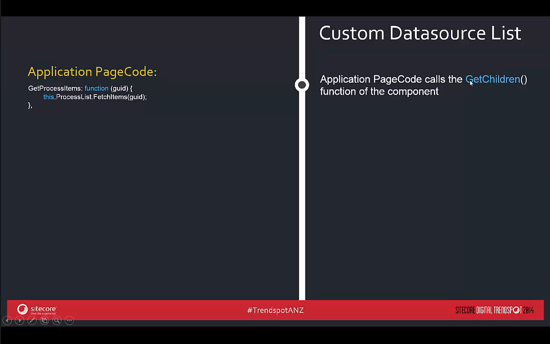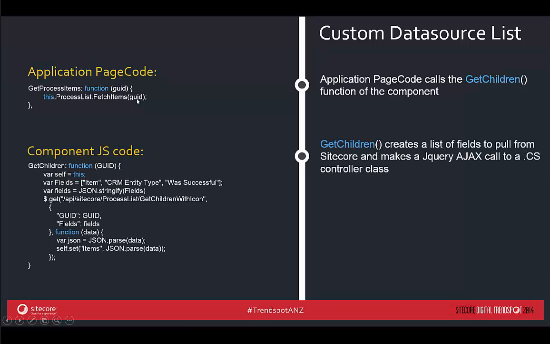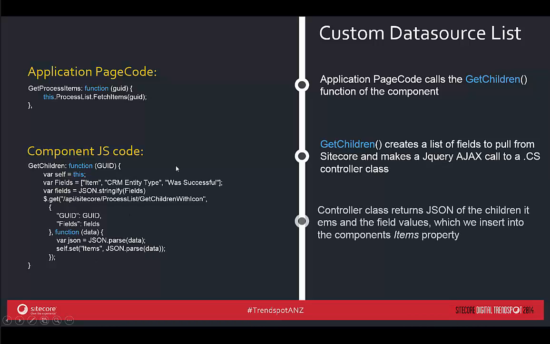In the page code, we call get children of a specific ID of an item. In this get children, we have a list of fields that we want to pull back. And then we make this jQuery call to get the children with icon of that ID and those fields, and it'll pull it back into this JSON object, which we store in this field called items. This is just like my field I created before called my field or my field 2. I have one set called items, and I store the JSON object of all these items.